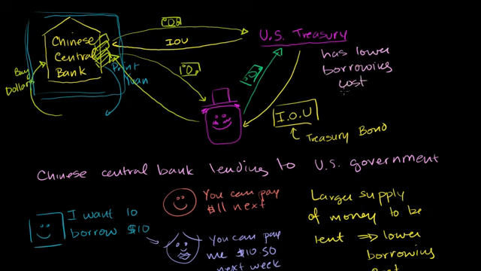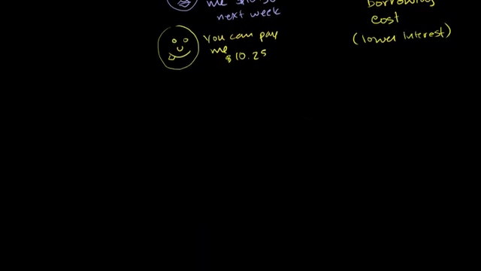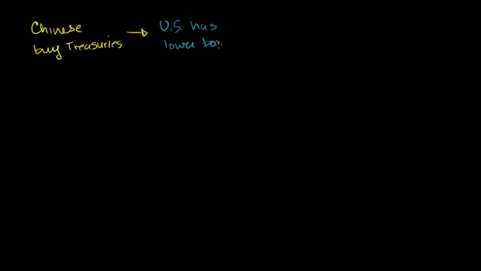Lower interest. So what does that mean? Let's make it very clear. So the Chinese buy treasuries, which are essentially loans to the US government. Then the US has lower interest or borrowing cost, and I'm talking about the government right now.